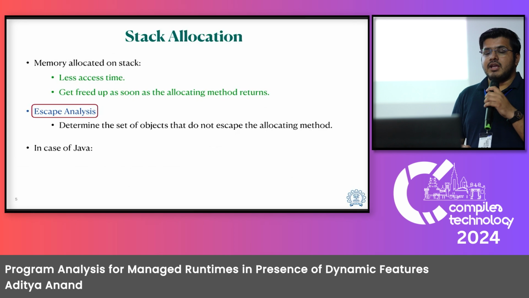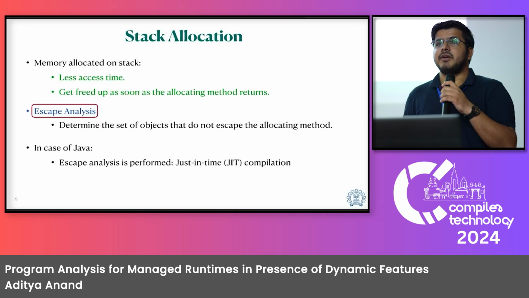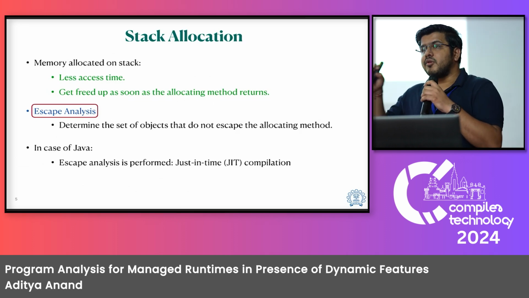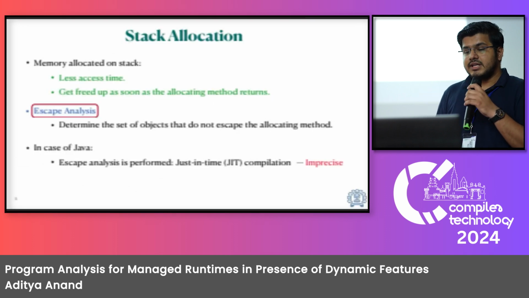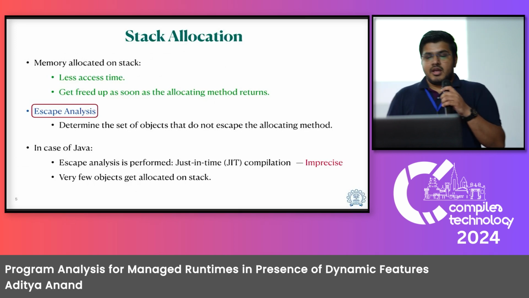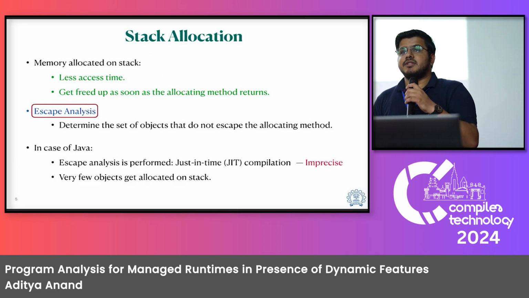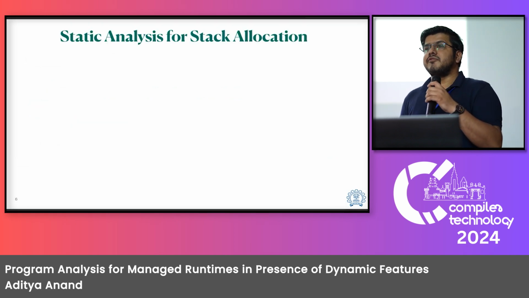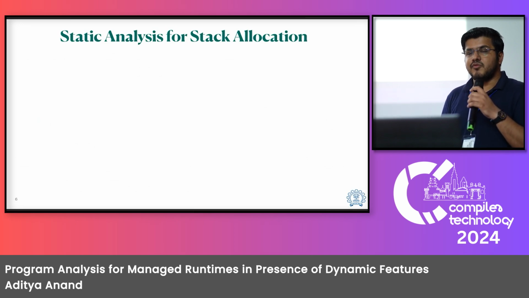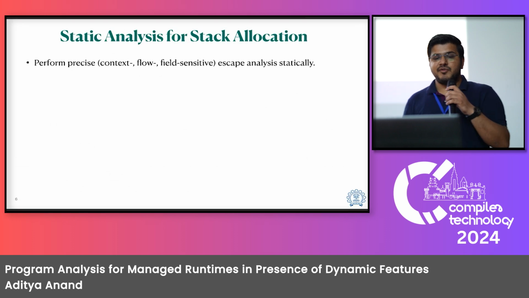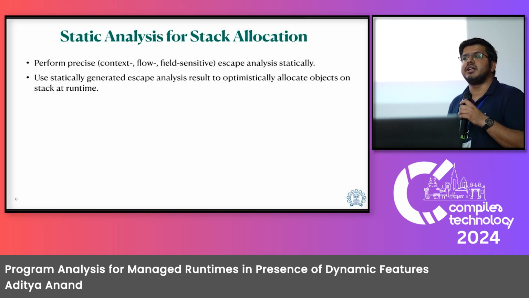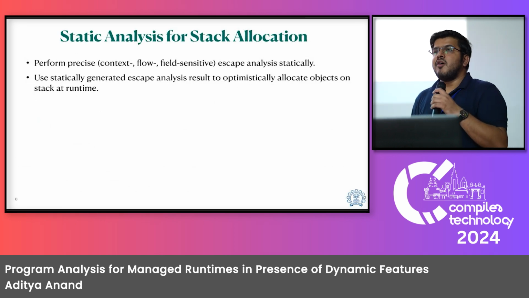But in the case of Java, as the analyses and optimizations are performed during JIT compilation time, and these JIT compilations are done while your program is actually executing, most of these analyses are imprecise, and because of that very few objects get stack allocated. Now how to improve this situation? One could suggest: if we don't have time at runtime to do the precise JIT compiler analysis, why not do static analysis? We can perform context, flow, and field sensitive escape analysis statically, and then use the statically generated result at runtime and get a lot of objects on the stack.